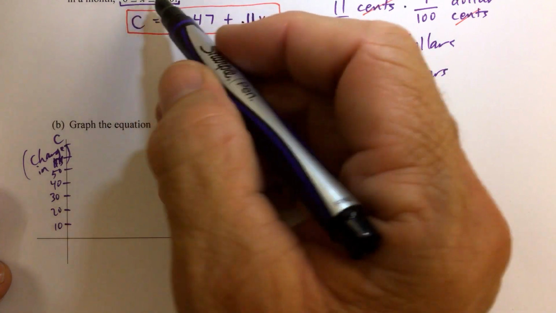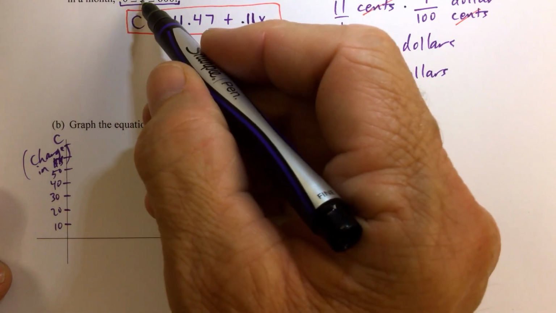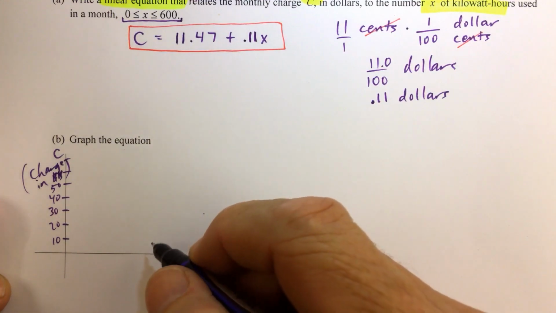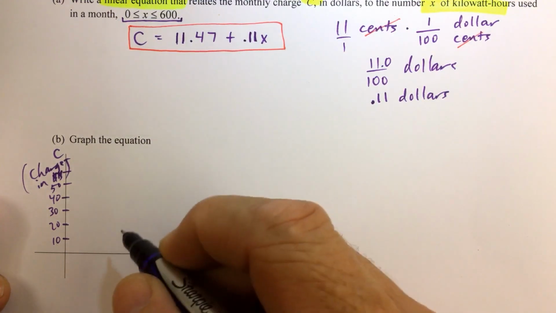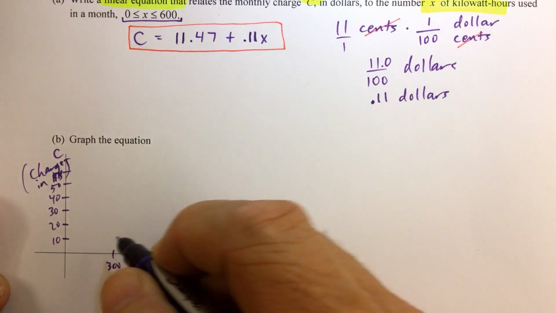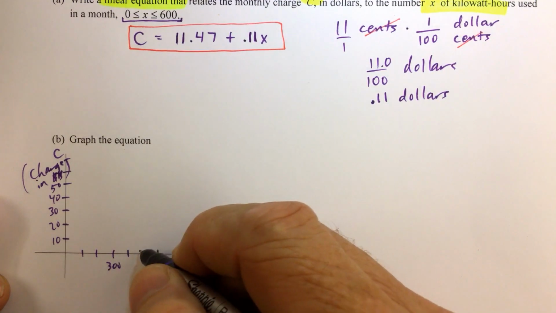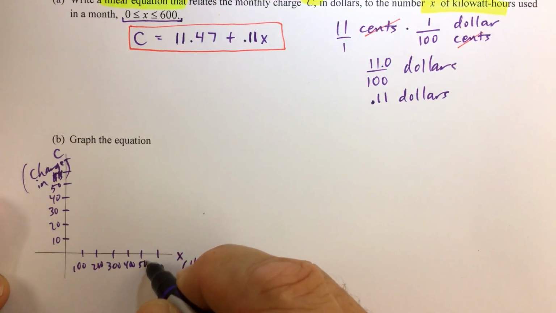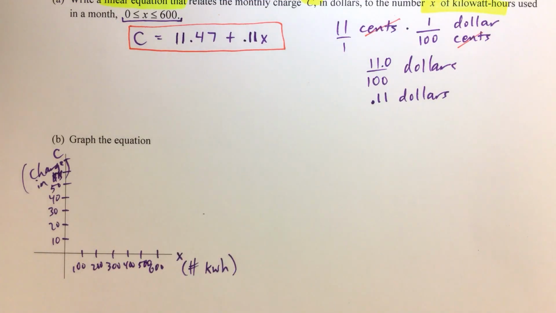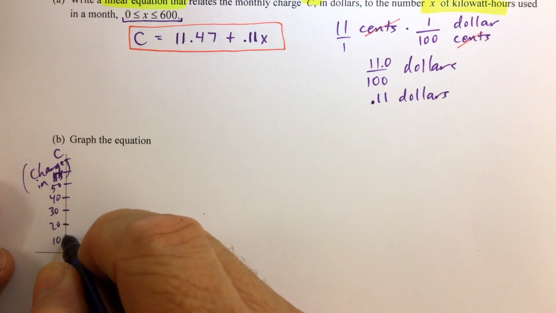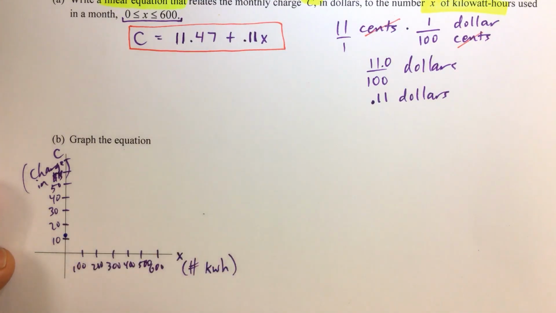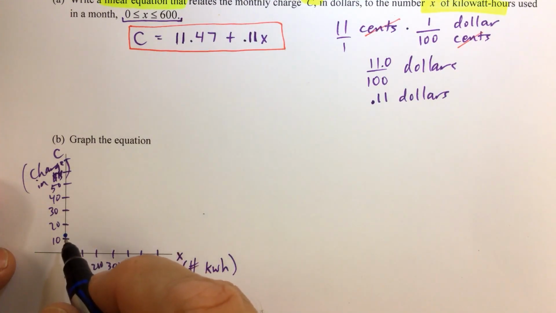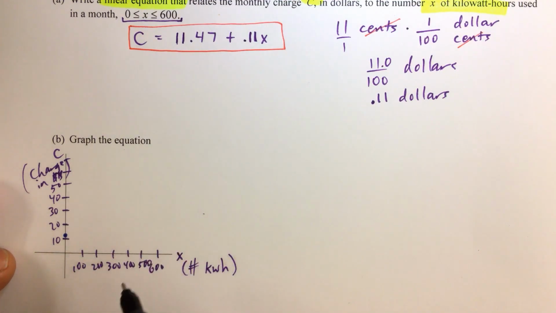The lowest that x can be is 0, and the highest that x can be is 600. So let's put 600 out here, and if we cut that in half, that's 300. So we have 100, 200, 300, 400, 500. We can make this a little different if we want, but the bottom line is it's going to look something like that, where it's not super important that you get exactly 11.47. You can estimate this. 11.47 plus 0.11x is going to be going up pretty slowly.